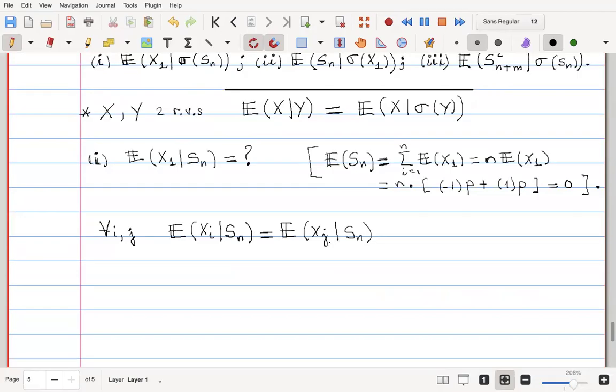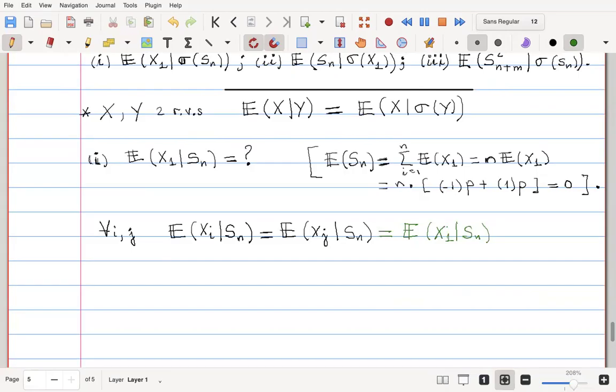And what is the consequence of this? The consequence of this is that what I wrote above, no, this was not a condition. If I take, for instance, this x1 given Sn, meaning if I fix, for instance, i equal to 1, it will hold for any j here. So actually, since it's true for any i and j, I can say that this is equal to the conditional expectation of x1 given Sn.